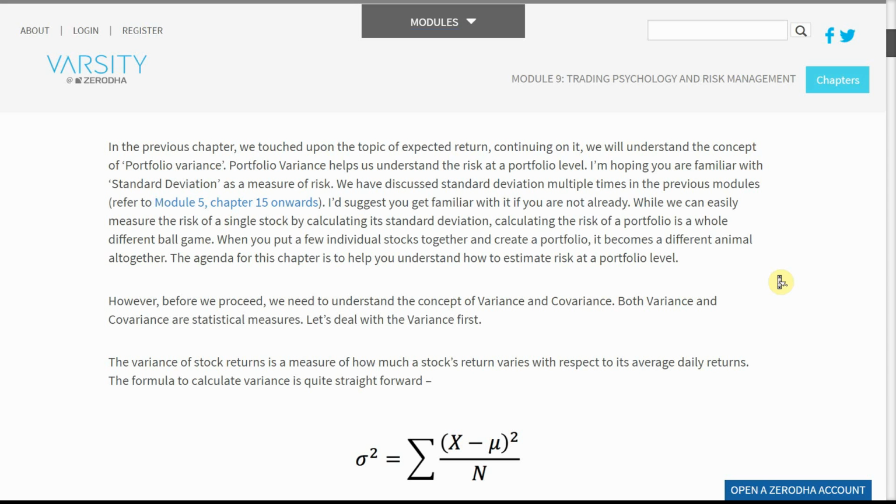While we can easily measure the risk of a single stock by calculating its standard deviation, calculating the risk of a portfolio is a whole different ballgame. When you put a few individual stocks together and create a portfolio, it becomes a different animal altogether. The agenda for this chapter is to help you understand how to estimate risk at a portfolio level.